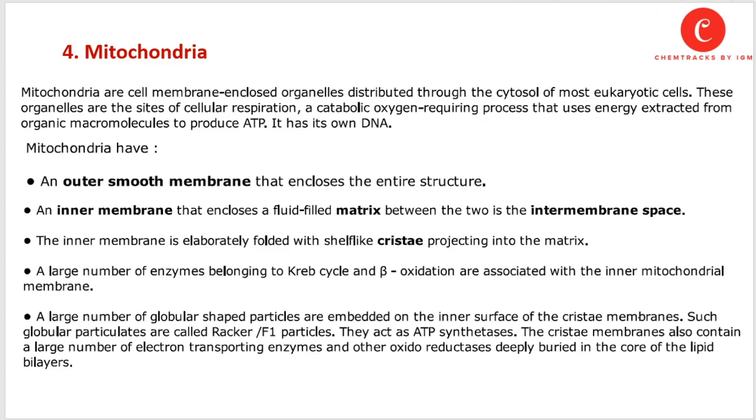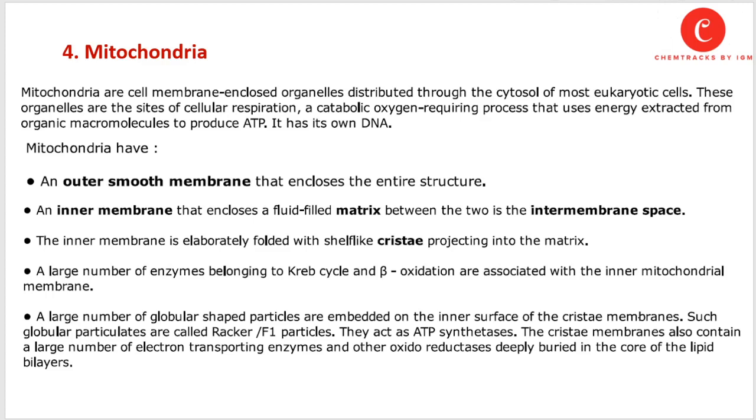A large number of enzymes belonging to the Krebs cycle and beta oxidation are associated with the inner mitochondrial membrane. Krebs cycle and beta oxidation are processes which are used to produce ATP molecules or energy. So these processes happen in mitochondria. So mitochondria is called the site for cellular respiration or the site for the production of ATP or energy of the cell.